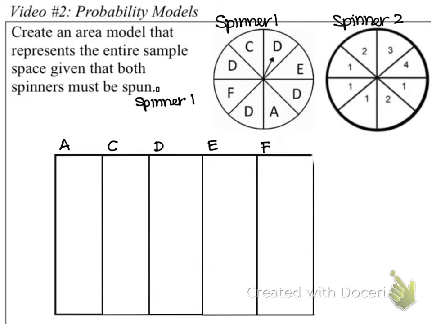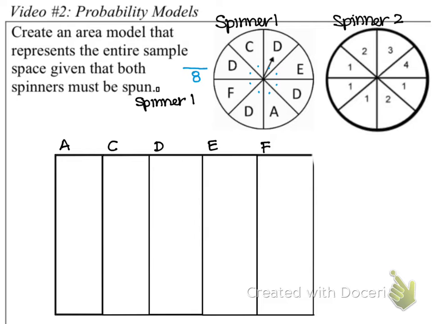Now, just by looking at the first spinner, I want to figure out the whole idea of sample space, so how many sections there are on the actual spinner. If I count, I get 1, 2, 3, 4, 5, 6, 7, 8 total spots. So my denominator for every single one of the things on spinner 1 is going to be 8. Then I'll look at how many A's there are out of those 8, how many C's there are out of those 8, and that's going to give me the probability for landing on them.